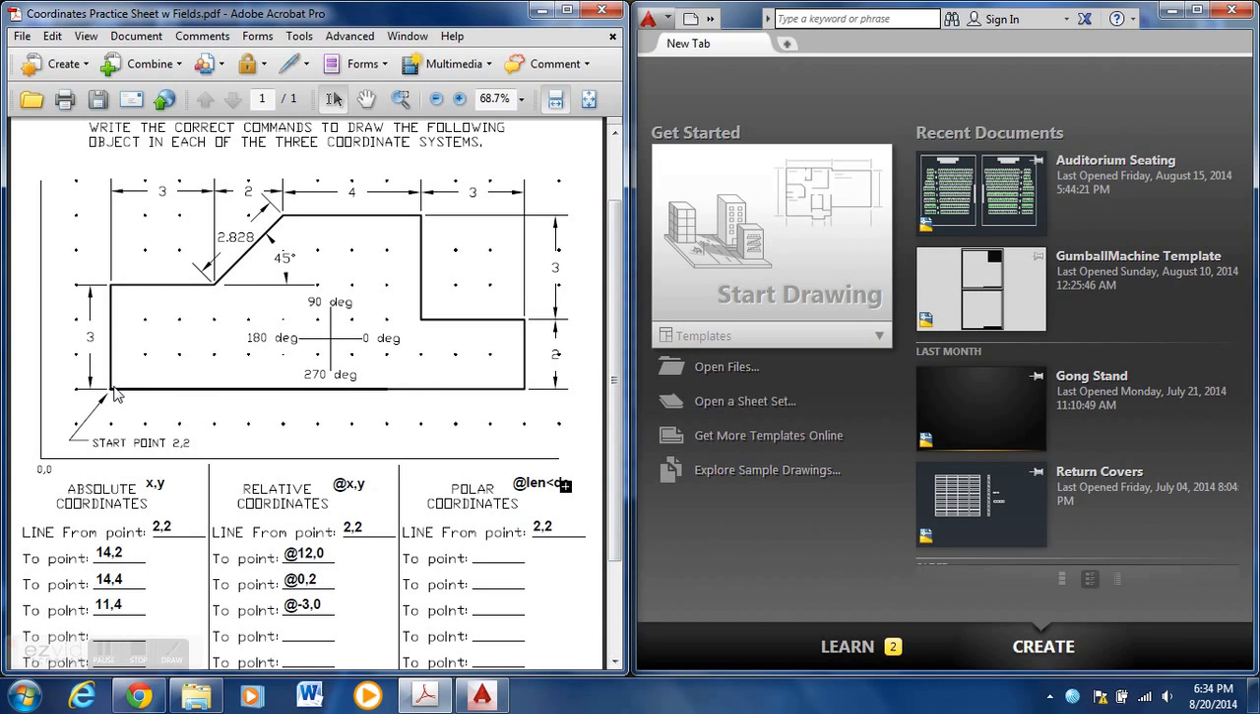But now we know that line is 12 inches long. We can even add up these numbers: 3 plus 2 plus 4 plus 3. So it's going to be an @ 12 < 0 degrees, because 0 degrees goes to the right.